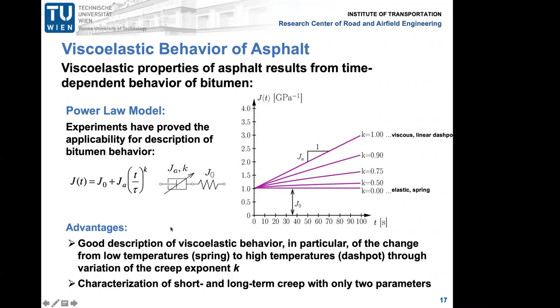Why did we use this type of power law model to describe the viscoelasticity? The advantage is that it's a good description. You see here the model. It's very easy. It's a spring model with a nonlinear dashpot. So we have a 3-parameter model: G0, K, and GA. You can easily fit this model from, for example, DSR measurements, dynamic shear rheometer measurements, which are easily performed in the lab on the bitumen scale. And we found out that this type of simple rheological model characterizes especially the short and long-term creep very well with only these 2 parameters. So we chose a rather simple rheological model to describe the viscoelasticity.